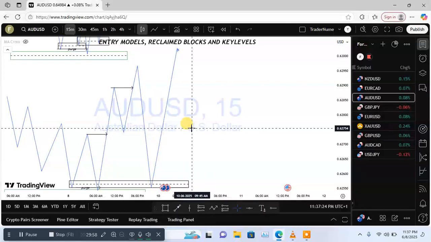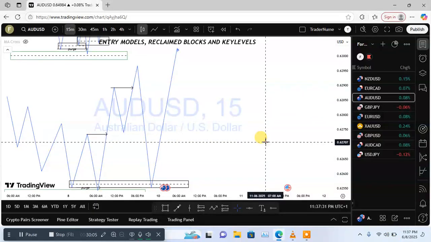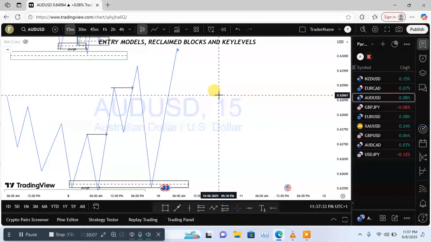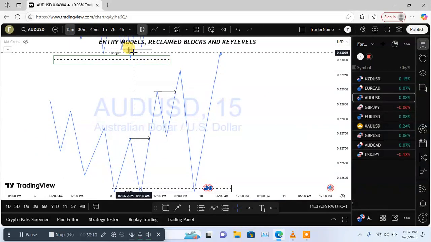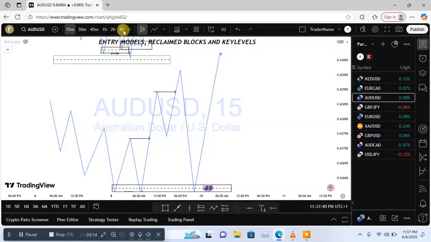Now key levels. Let's see what we can do. Alright, let me just give you an example. Key levels. How do I use key levels? I use key levels only on 4 hours.